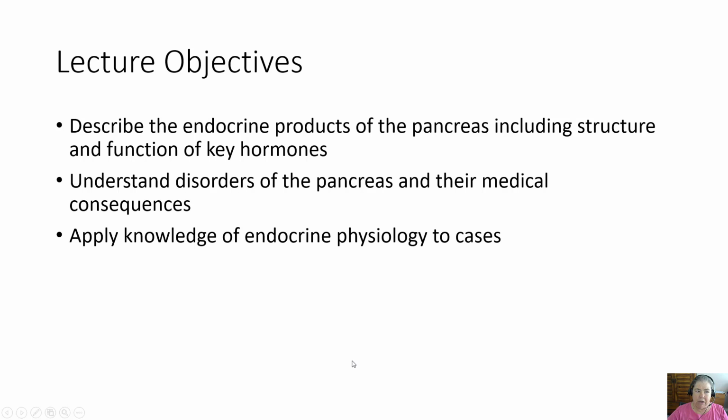Today's objectives are to describe what the products of the endocrine pancreas are, because remember that the pancreas has both exocrine and endocrine properties, and it'll be important to know the structure and the function of the key hormones that are made by the pancreas. We're going to talk a little bit about disorders of the pancreas and their consequences, and then, as I said, we're going to apply the knowledge of the whole endocrinology module to some cases.